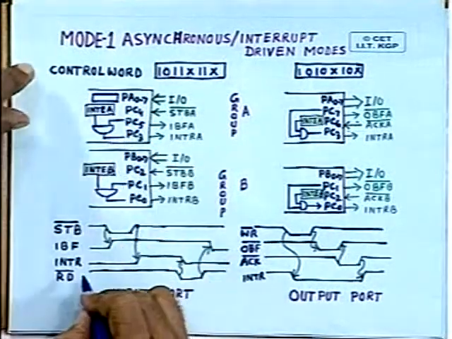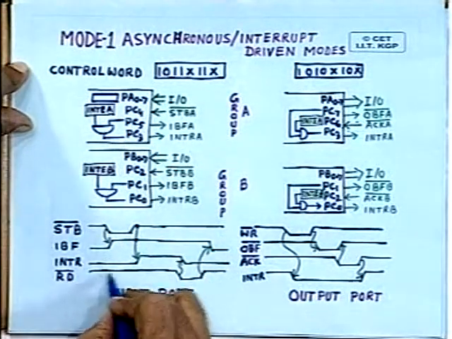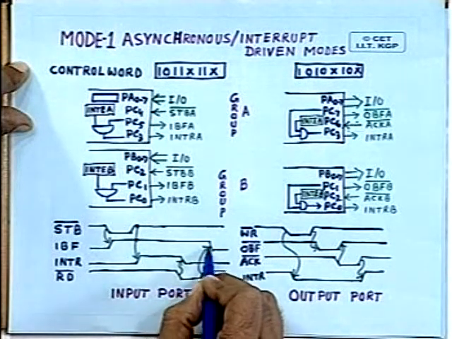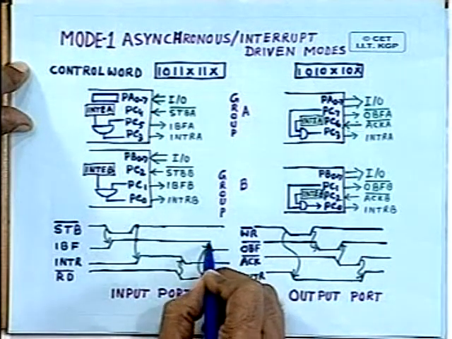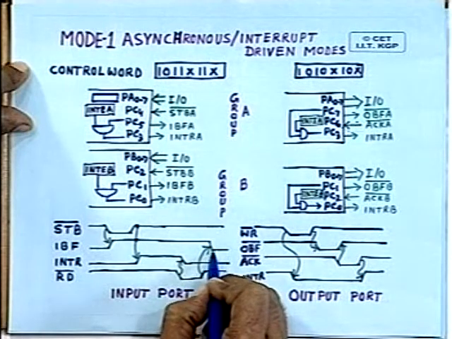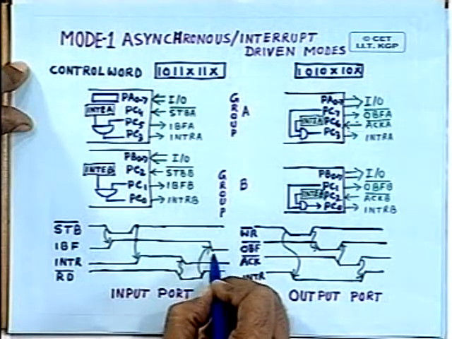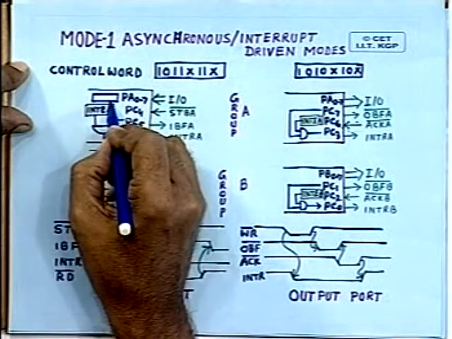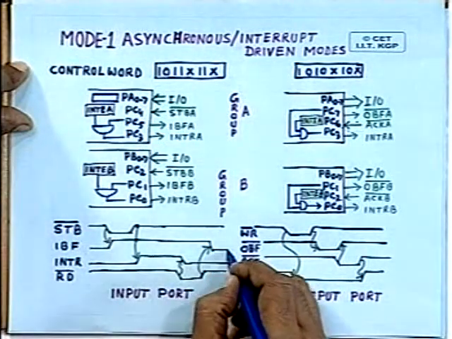Then it will execute one read instruction. As you can see here, the read instruction is executed, and that will lead to resetting the input buffer full signal. That means as the data is read from the buffer, the buffer is no longer full, it is empty. So this line will go low.